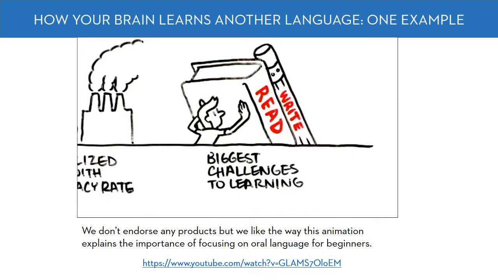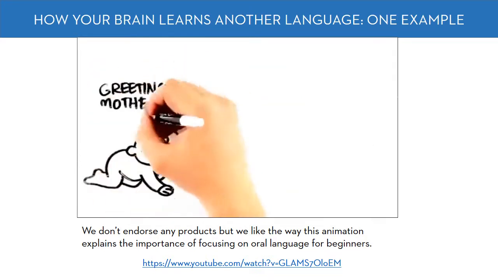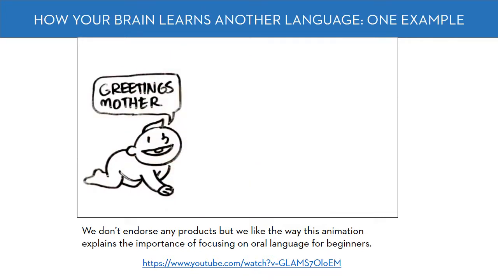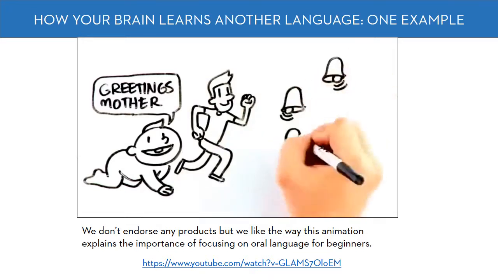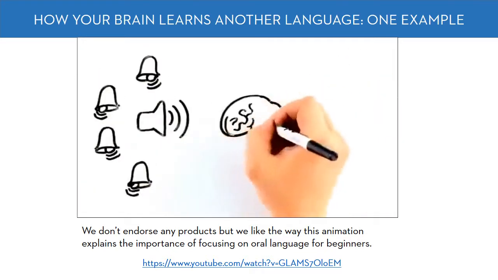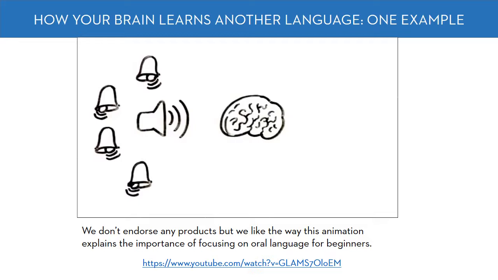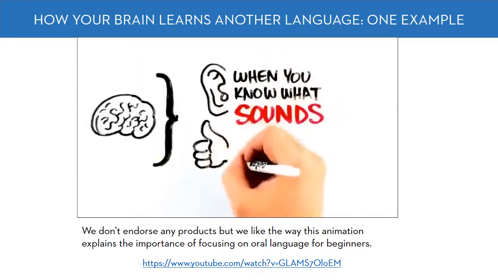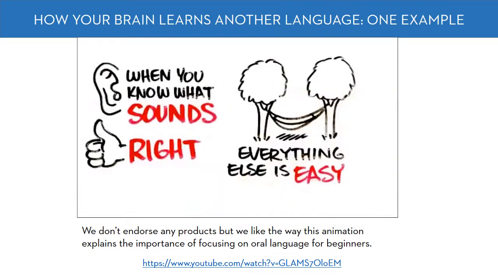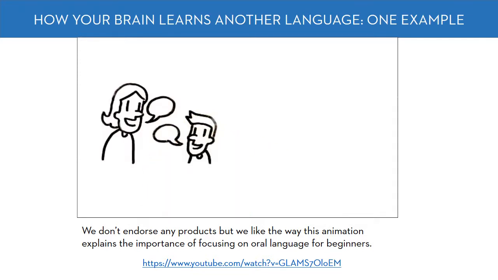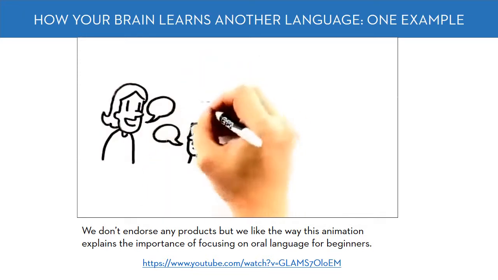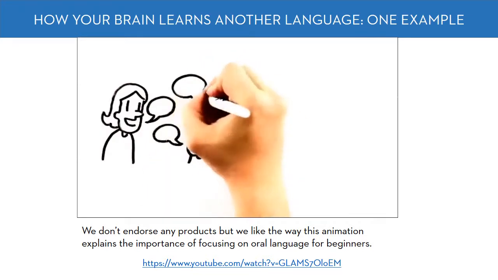Let me explain what I mean. Before we learned to read and write, we learned to speak. And Dr. Pimsleur discovered how adults can learn a language dramatically faster than children through a unique audio method that literally fools your brain into learning. His whole approach to language learning can be summed up by the statement, when you know what sounds right, everything else is easy. You first learn to speak by interacting with your parents. And your brain is designed to learn a language through conversation.